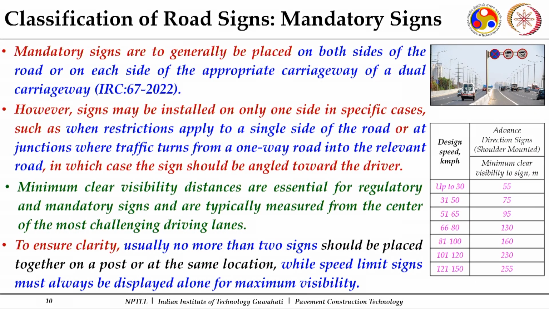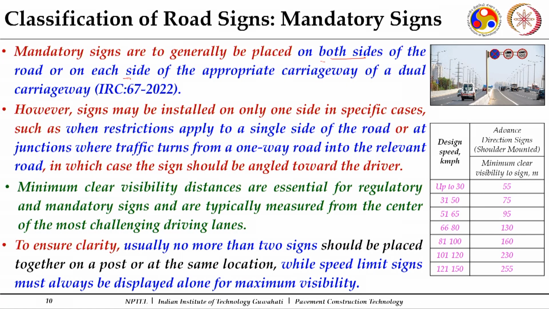Now, where they need to be placed, their placing is also important. They need to be placed on both sides of the road or on each side of the appropriate carriageway of a dual carriageway. However, signs may be installed on only one side. They can be on one side only in specific cases, that is, when restrictions apply to a single side of the road only. Because of some obstruction, if there are certain restrictions on one side only, they can be placed on one side.